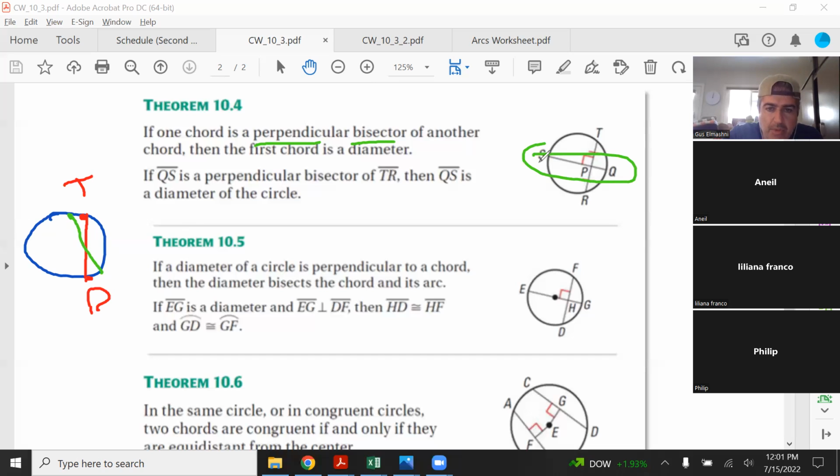Another one here: if the diameter of a circle is perpendicular to a chord, then the diameter bisects the chord and its arc. So the arc here, we'll shade, here's FD. FD gets cut in half, so therefore GF and GD are the same.